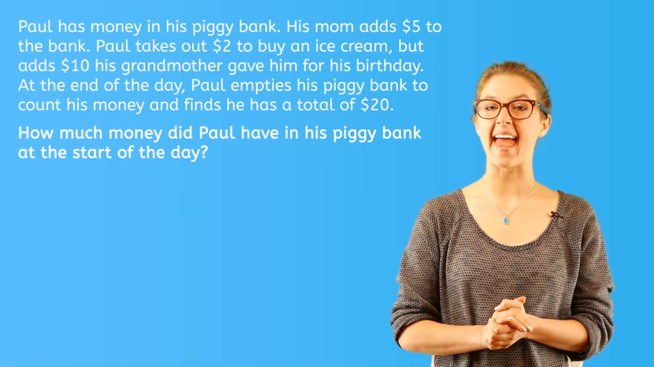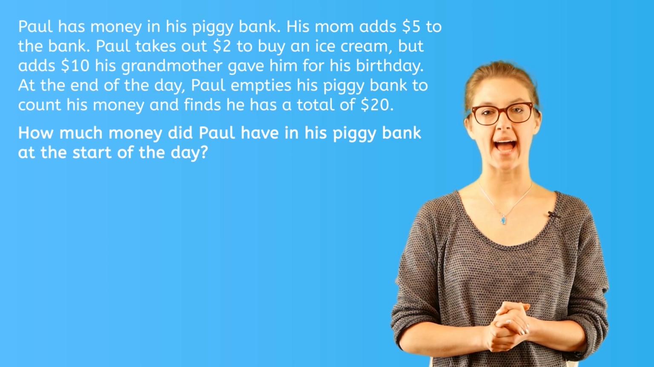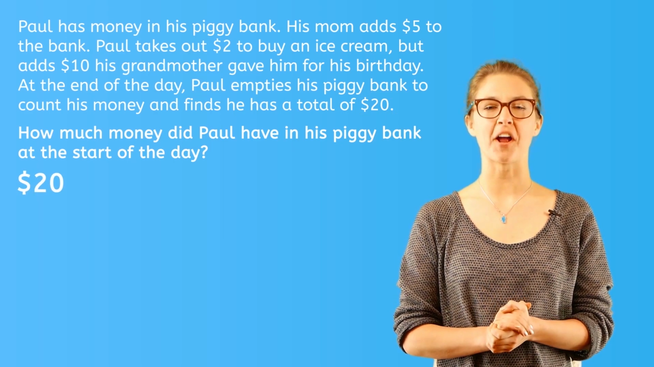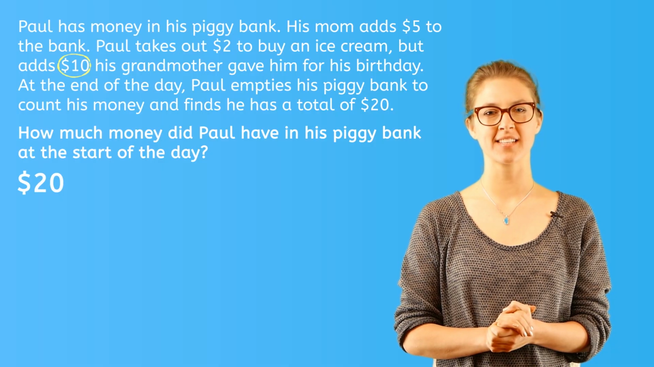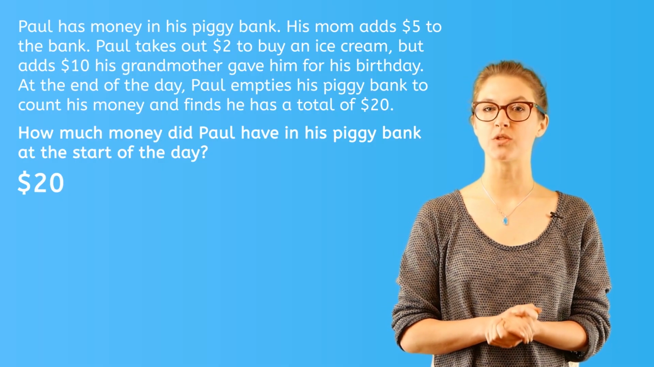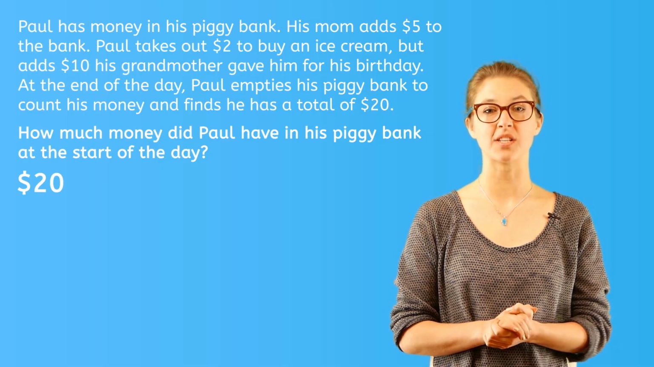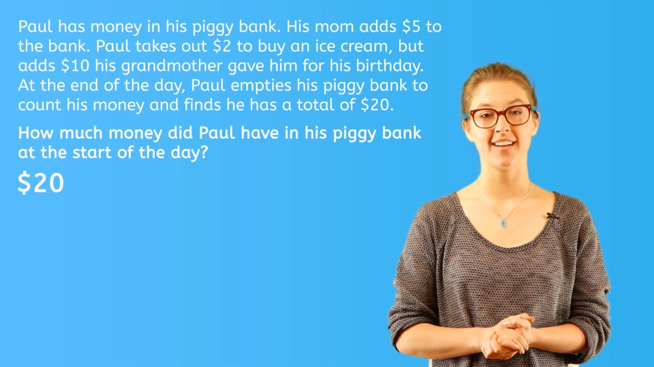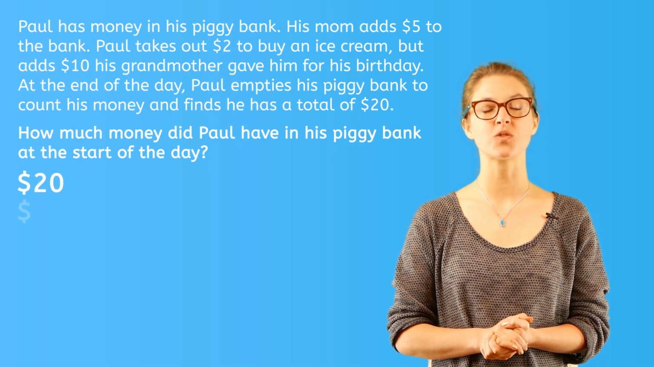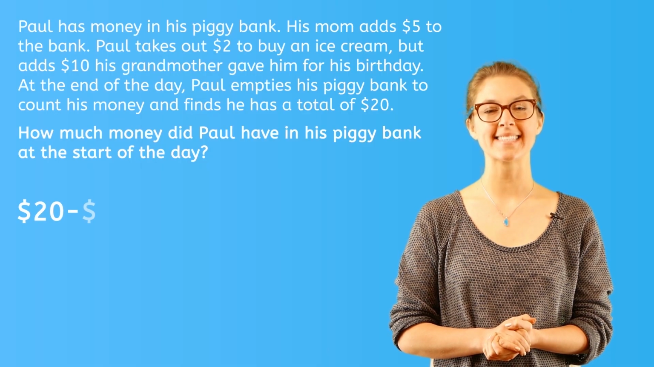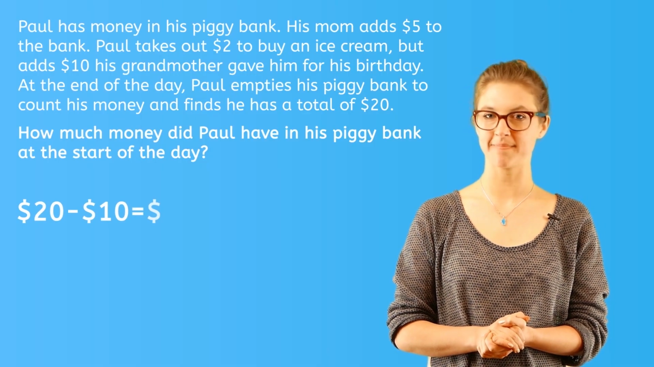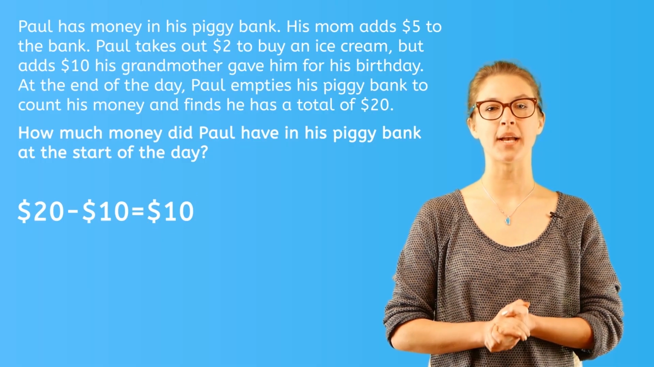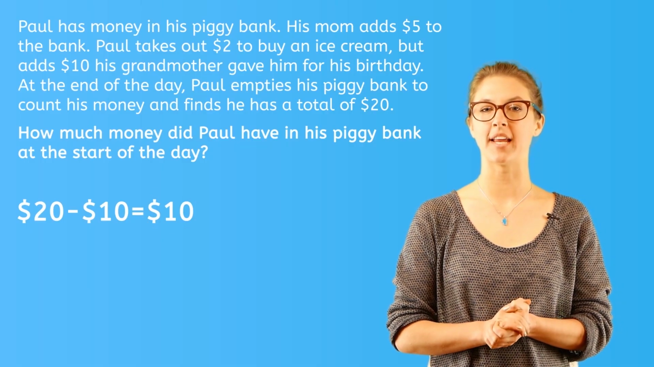We know that at the end of the day, Paul has $20. At one point, his grandmother gave him $10. Since we're working backwards, we'll do the opposite and take that $10 away from his $20 at the end of the day. So we will subtract $20 minus $10 equals $10. This is how much money Paul had before he took out money for ice cream.